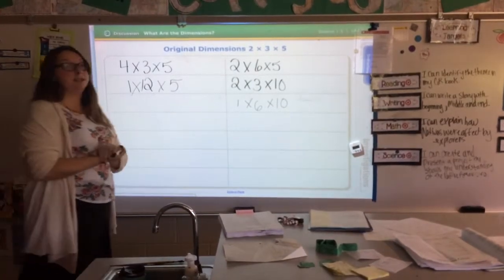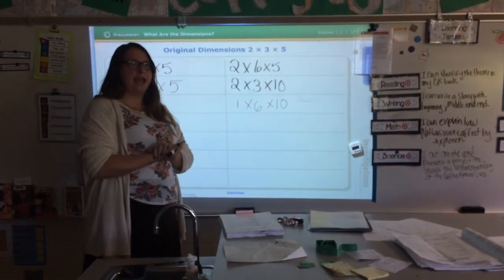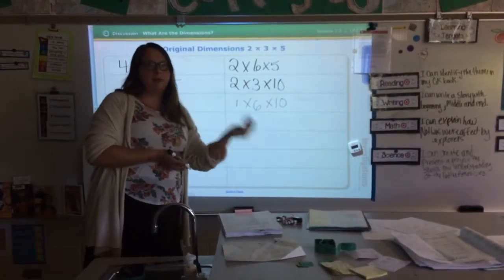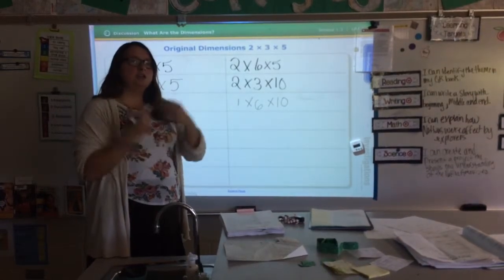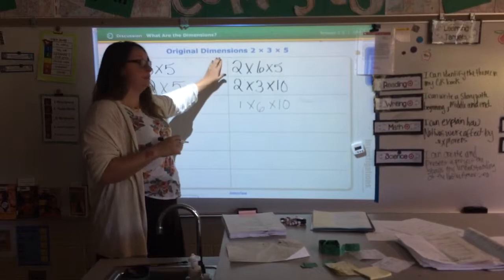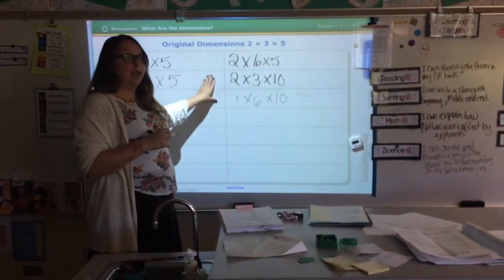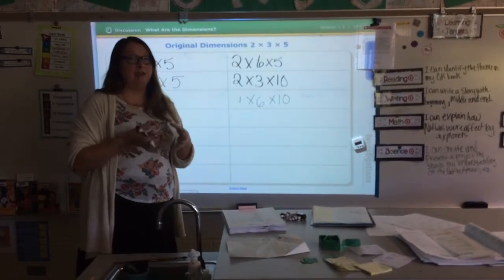So there's going to be some questions in your workbook this week that's going to ask you, what if you had double the amount? What if you had half the amount? So think about what can you do to manipulate those dimensions so that you can figure out how much is inside that package.